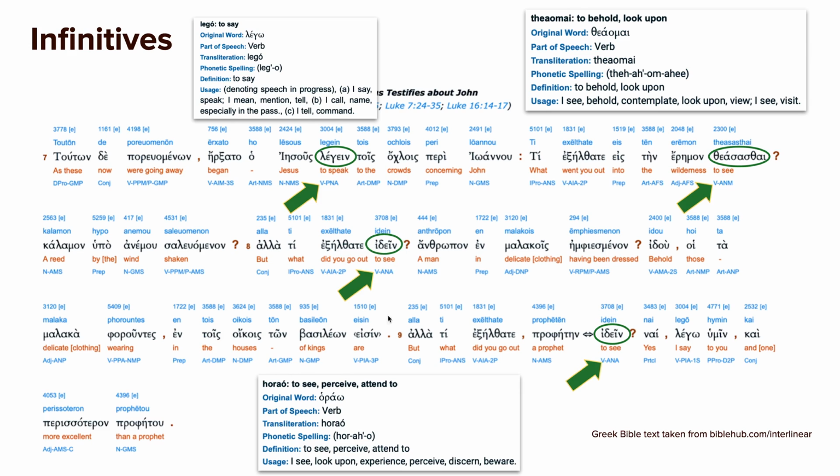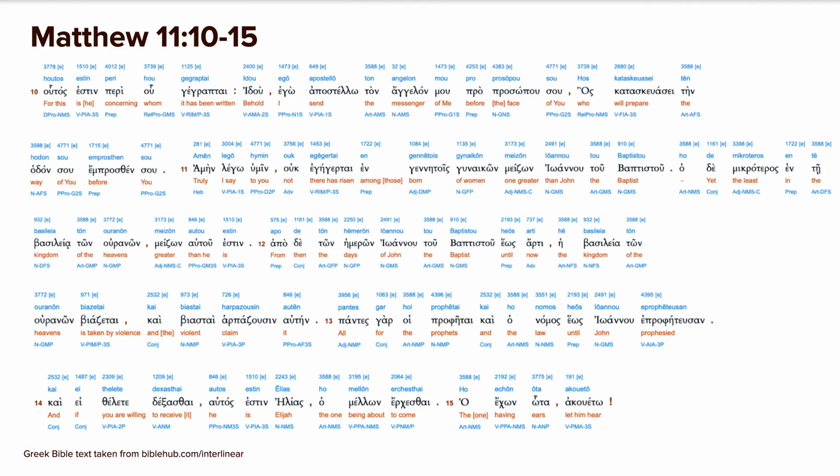So idein is an example of second aorist. It's very different from horao. It has this stem id instead of hor. So it's going to be taking those present endings because it's second aorist. And again, it's idein, to see. All right, let's go ahead and continue on with our Matthew chapter 11, verses 10 through 15.